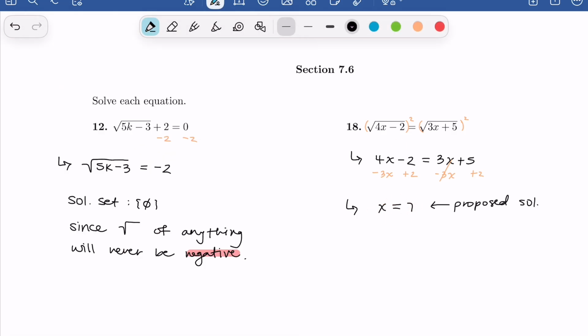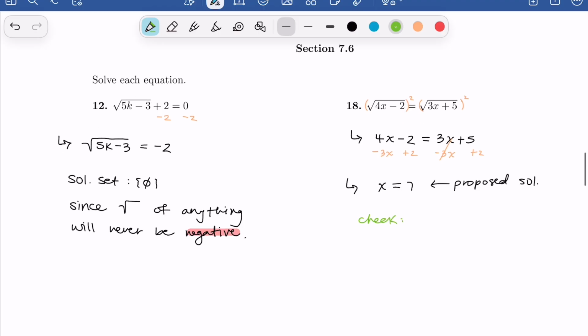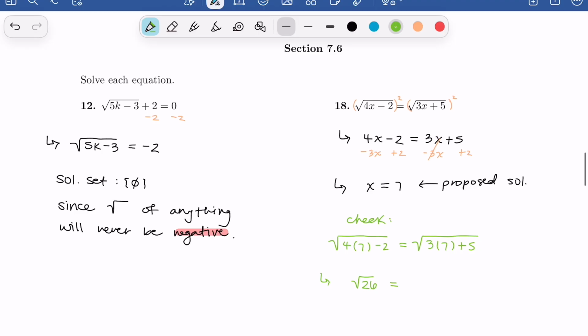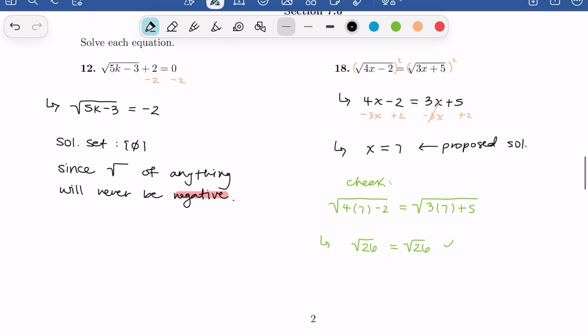Now, in order to check it, what we're going to have to do is plug in the solution back into our original equation. So we're going to have the square root of 4 times 7 minus 2 on one side is equal to the square root of 3 times 7 plus 5 on the other side. And we need to make sure that these are equal. Well, on the left-hand side, I'm going to get the square root of 26, and on the right-hand side, I'm also going to get the square root of 26. So this tells us that this is our solution. So our solution set is going to be x is equal to 7.